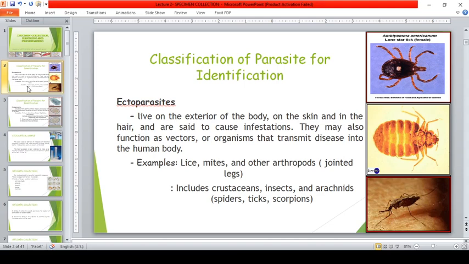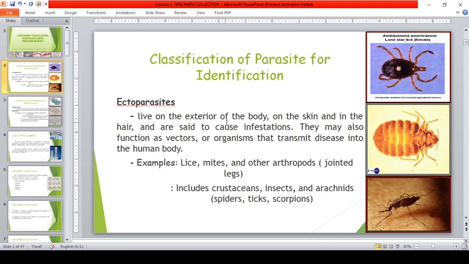So going back, we have two classifications of parasite according to its location. We have the ectoparasite as well as the endoparasite. For ectoparasite, they live on the exterior part of the body, on the skin and in the hair, and are said to cause infestations. They may also function as vector or organism that transmit disease into the human body.